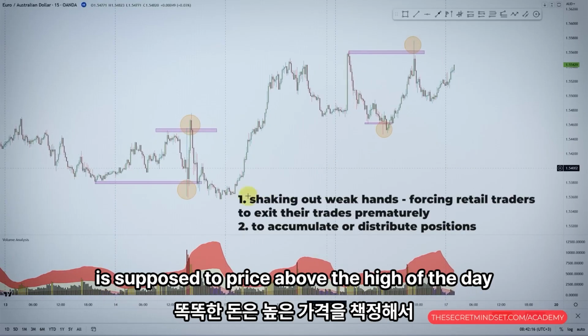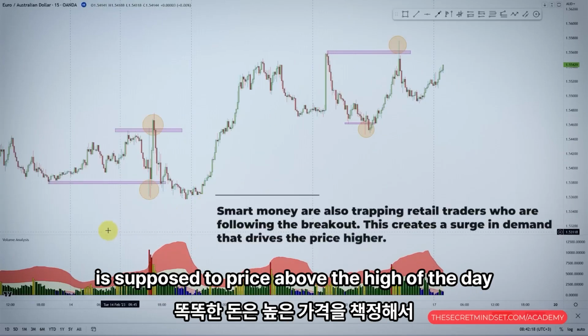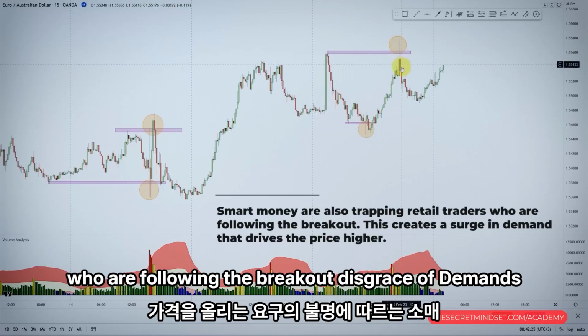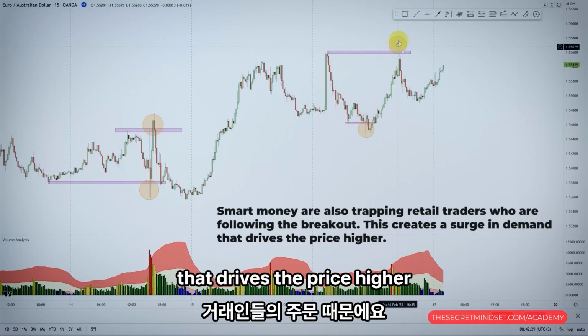Smart money may also push the price above the high of the day to trigger stop losses and buy orders from retail traders who are following the breakout. This creates a surge in demand that drives the price higher.